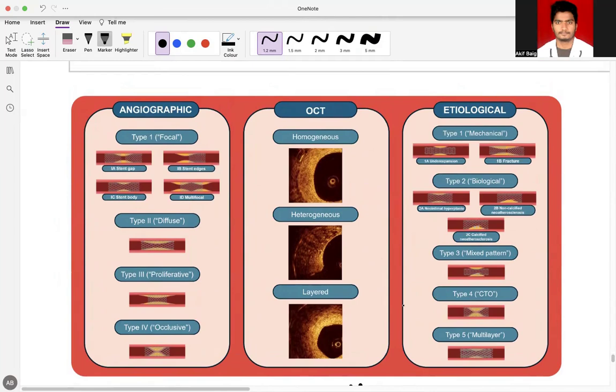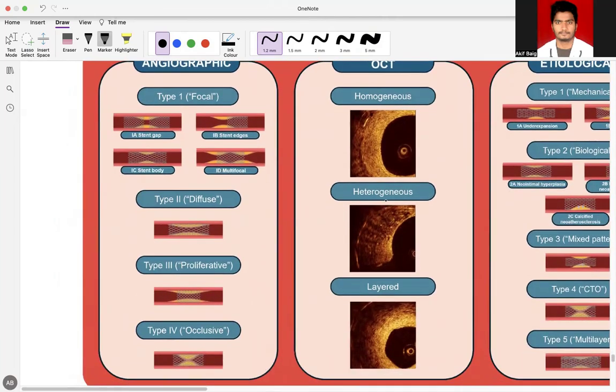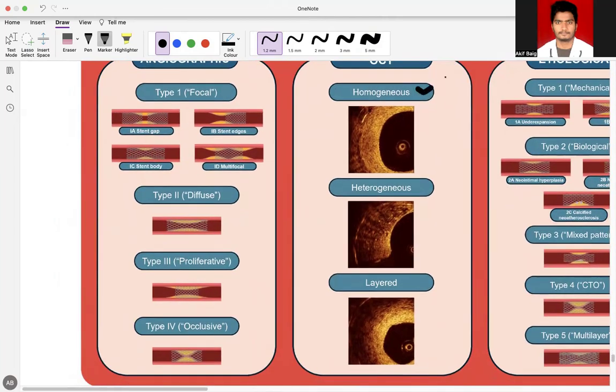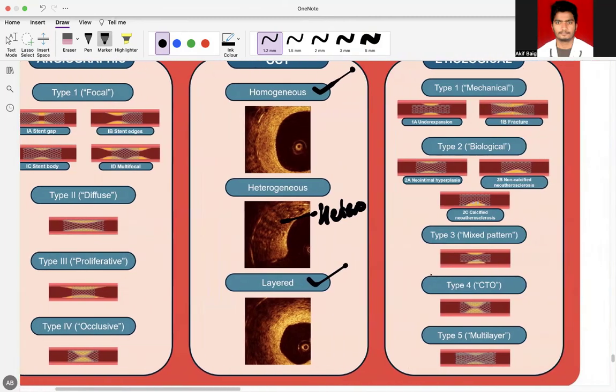We have a few OCT based classifications also. The ISR is defined into three types. One is called homogeneous, where you can see a uniform stenosis in this part. And this is the heterogeneous part, where there is no uniformity and different types of stenosis are there. If the stenosis is in two layers, that is some part atherosclerosis and other parts neointimal hyperplasia, then it is called the layered type.